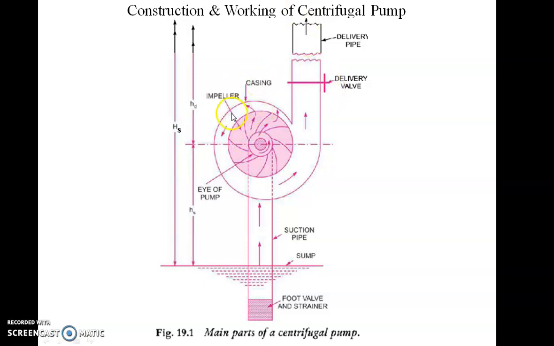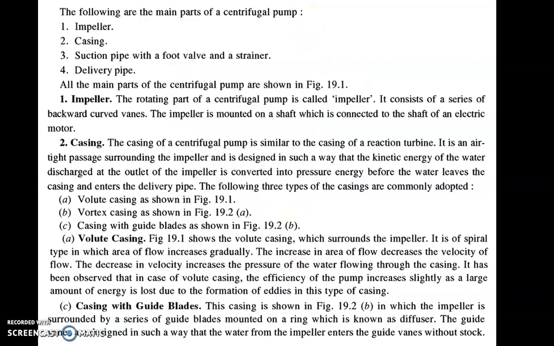Okay, and that is how the water is passed through the casing, and then after the casing it goes to the delivery side. So now we'll see the parts one by one in detail. The first one is the impeller. The rotating part of the centrifugal pump is called the impeller. It consists of a series of backward curved vanes. Now we'll see what we mean by backward and forward curved vanes, but mostly, remember, the curved vanes used for the centrifugal pump are backward curved vanes.